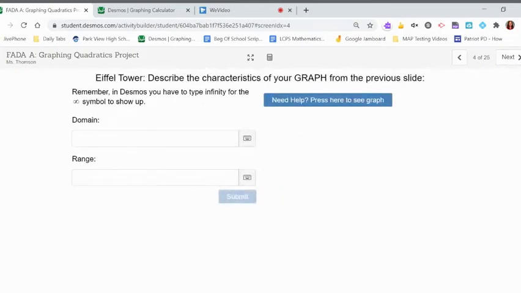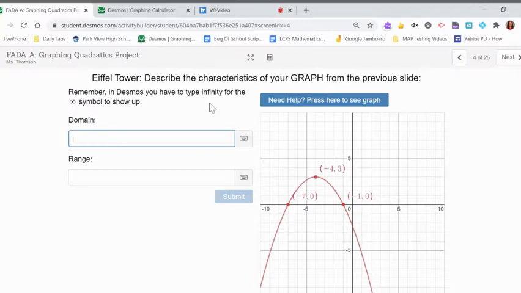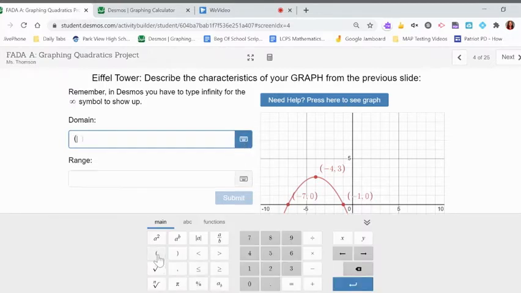So now we're going to describe the characteristics of your graph from the previous slide. Remember, in Desmos, you have to type infinity for the infinity symbol to show up. So if you press this button, it will show your graph. The domain for all quadratic graphs is -infinity to +infinity. So I'm going to get my parentheses and type negative, and you can just copy and paste. Let's see. I want to type it, infinity. Oh, I guess you do have to type it, but the word is right there for you.